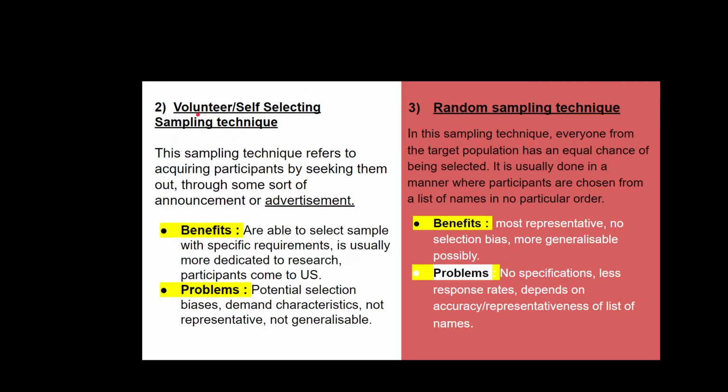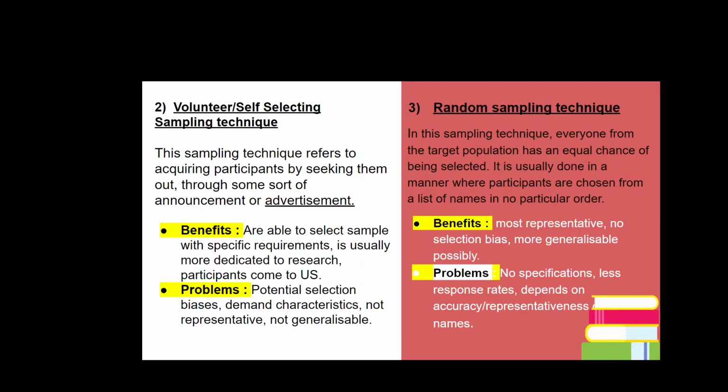The second type of sampling technique is a volunteer or a self-selecting sample. In this sampling technique, we acquire participants for our research by seeking them out ourselves. So we put out some sort of announcement or advertisement ideally. The benefit of this is that we are able to request participants with certain specifications or specific requirements. Usually we need these types of participants in biological research, and secondly, the participants are usually more dedicated to the research simply because they chose to come to us.